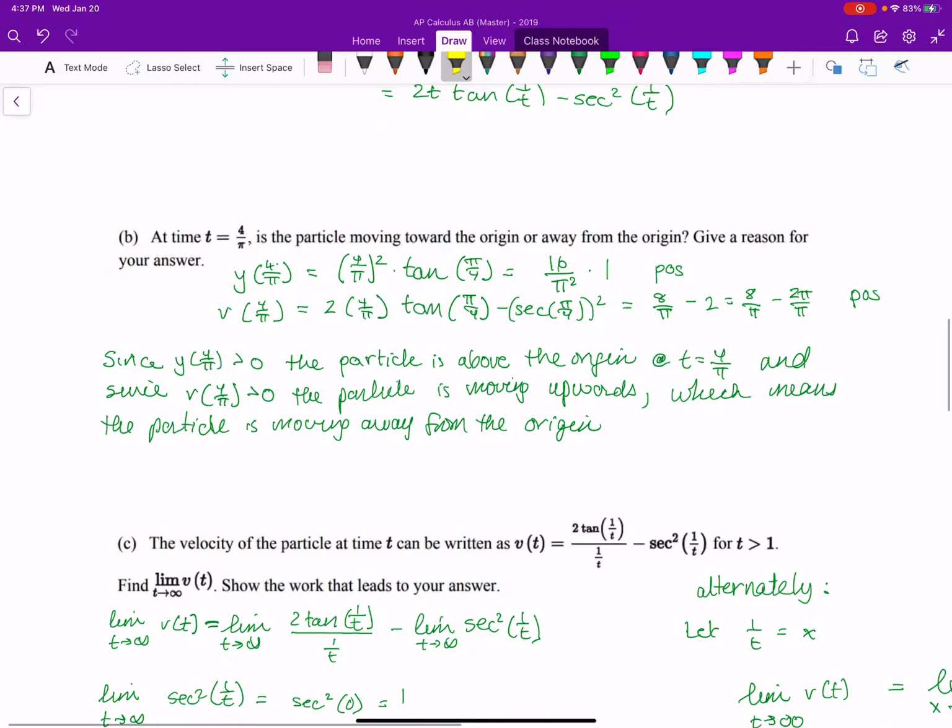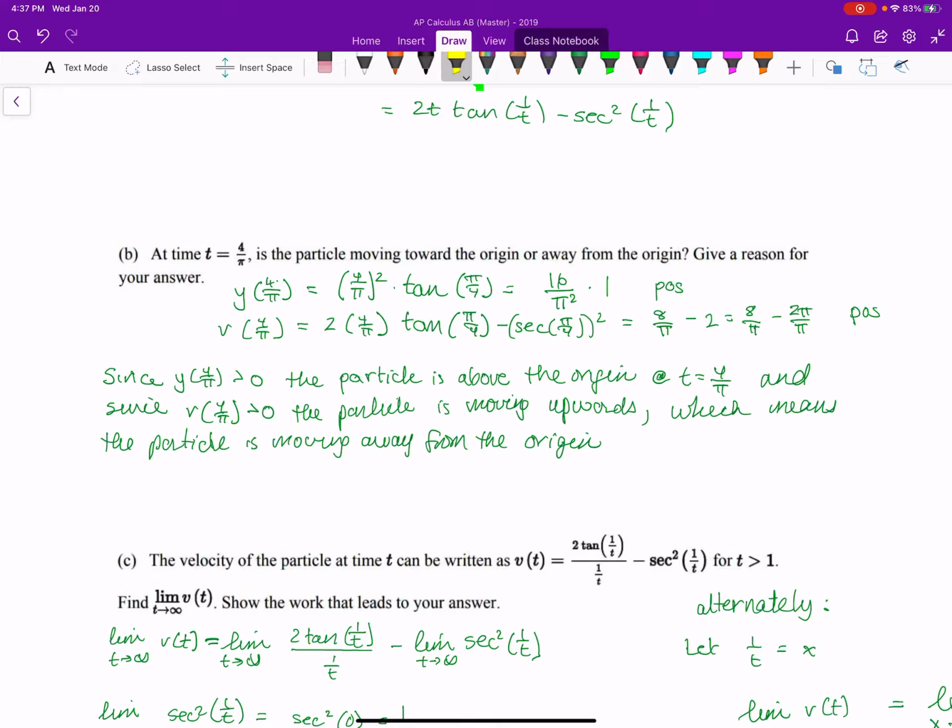So part B is very similar. We had this on one of the progress checks: is it moving toward or away from the origin? But in this case you have to describe the motion as up and down rather than left and right. So we need to find the position at 4 over pi, where you just substitute it in and show the substitution. The key is you need to tell us whether it's positive or negative.